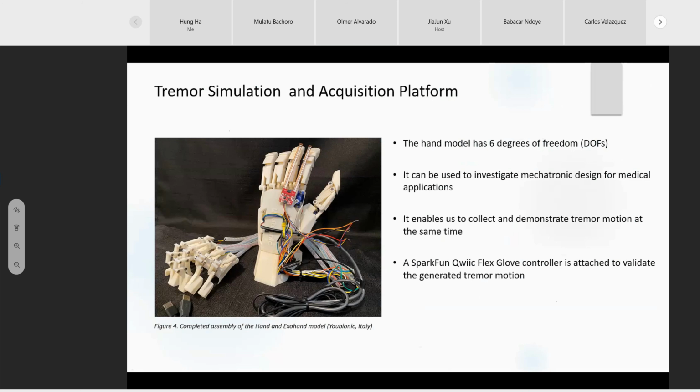This is the tremor simulation and acquisition platform. Mulatsu is going to further discuss that.